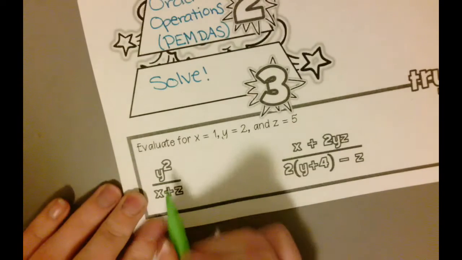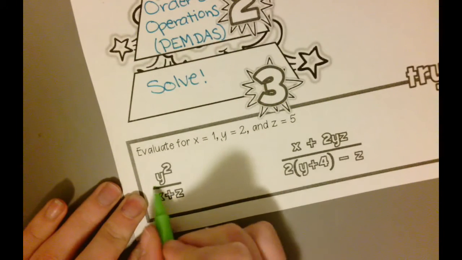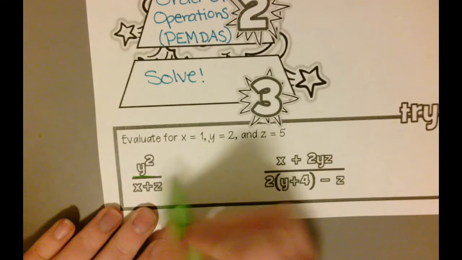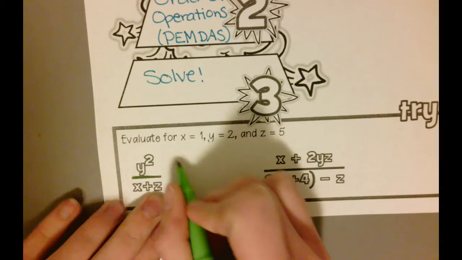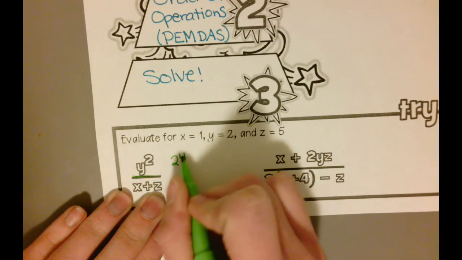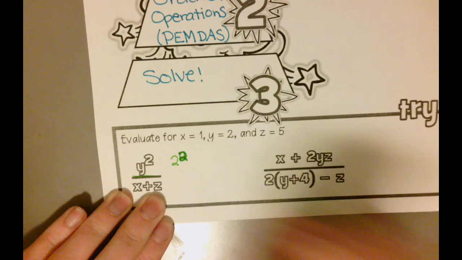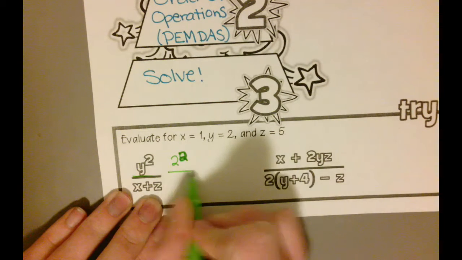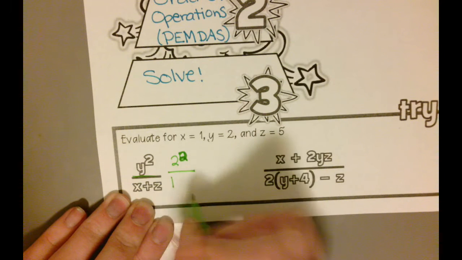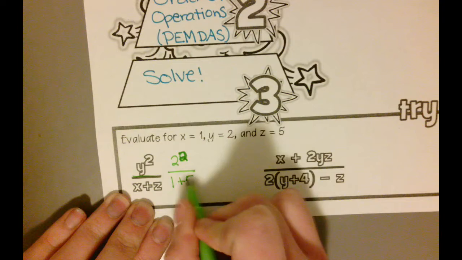if you go down to the bottom of your paper where it says try it, we'll do the first one together and the second one you're going to do on your own. Okay, so I have y squared on the top. Remember that this is a fraction bar, and a fraction bar just means to divide. Okay? So y squared, my y is 2. So this is going to give me 2 squared. Like I said, make sure you're copying carefully so you don't make mistakes like I did. Divided by, and then I have x, which is 1, and z, which is going to give me 5. Okay?